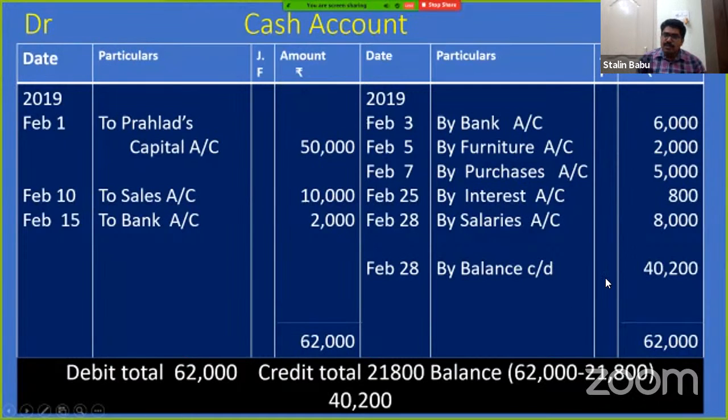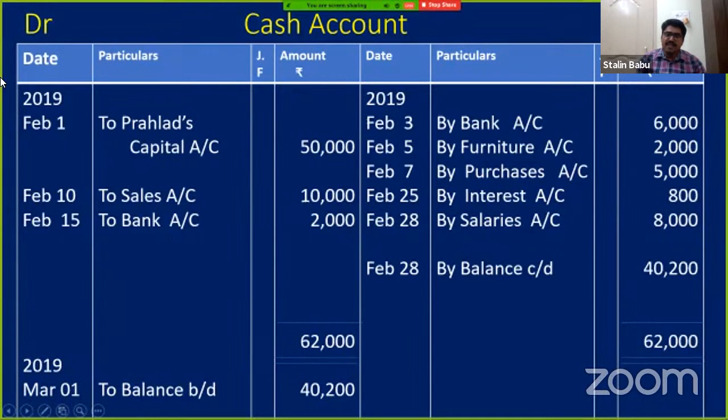That should be posted on the lesser side, that is here the credit side, as by balance C/D. After finding the closing balance, that is balance C/D, we have to bring it down, brought down. If balance C/D comes under the lesser side, brought down comes under the greater side. What is the greater side here? Debit side. Simply remember it like this also: if balance C/D comes under the credit side, brought down comes under the opposite side, that is the debit side.